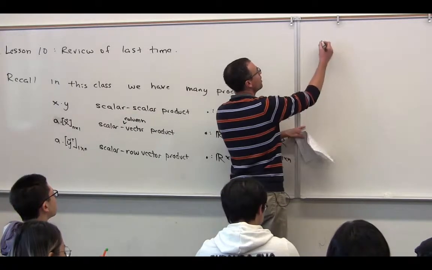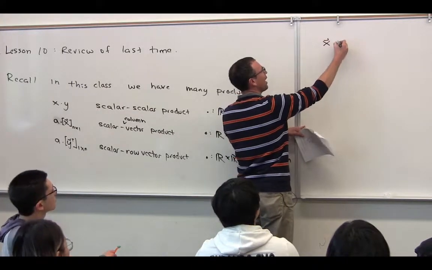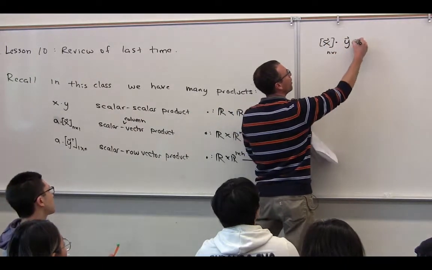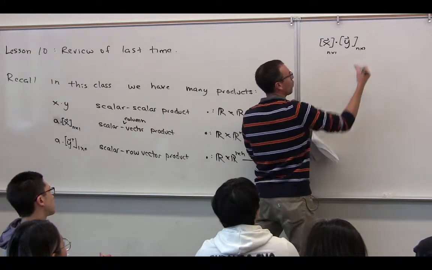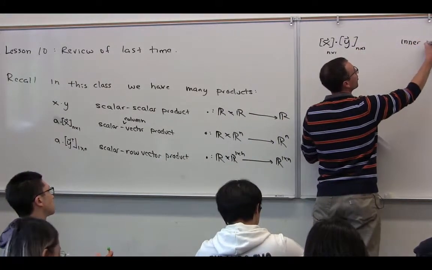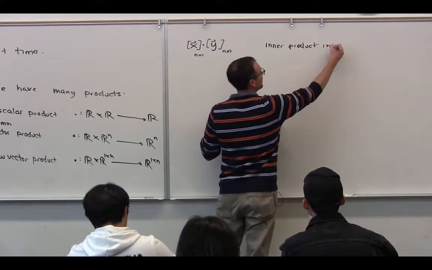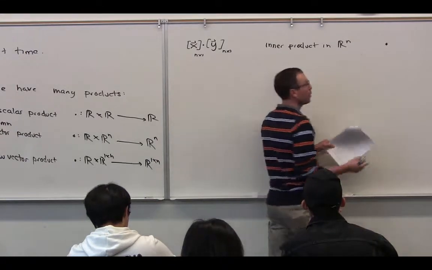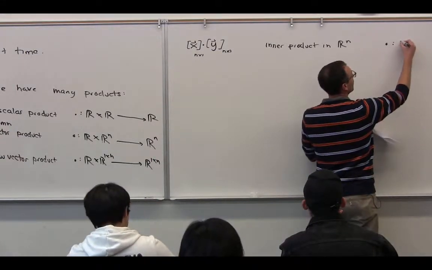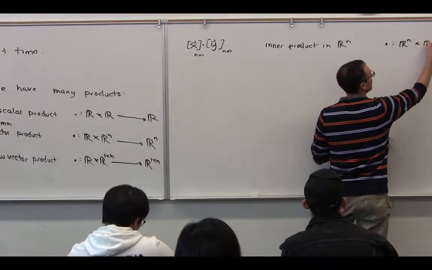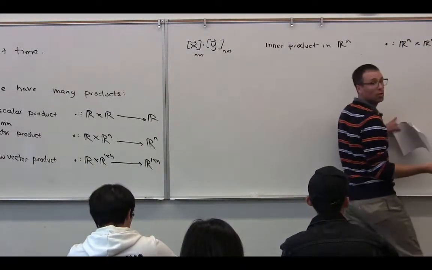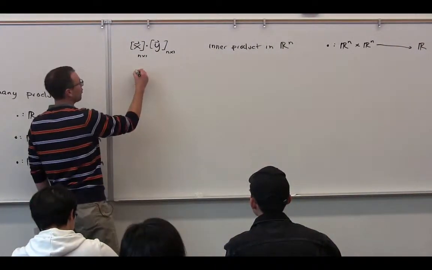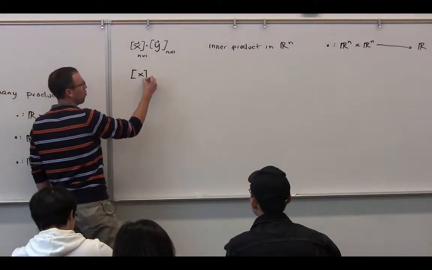Next one that we might talk about is if I take x times y, and if I say that x is an n by 1 and y is an n by 1, what did we call this thing? Inner product. And I might actually say in Rn. Let's go ahead and look at that inner product. Where did we come from? Where did we go? Rn cross Rn into R.